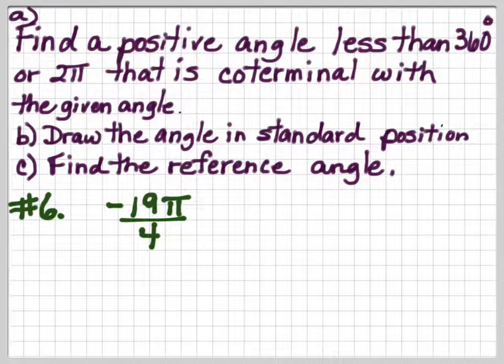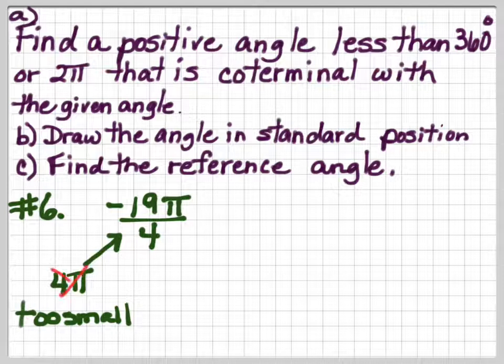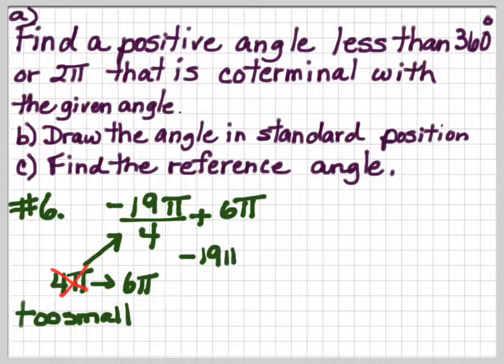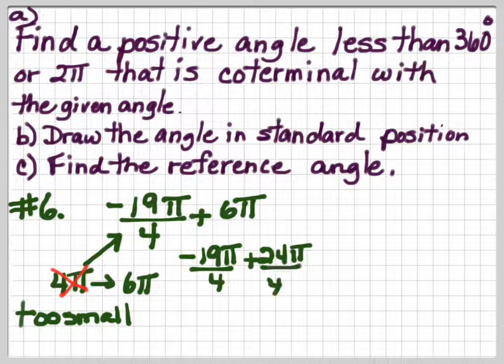And so number 6 is negative 19 pi over 4. Well, 4 goes into 19 4 times, but 4 pi is a little bit too short because if we add 4 pi, which would be 16 pi over 4, we still have a negative angle. So let's go a little bit bigger. 4 pi is too small, so we have to go up to 6 pi. Remember, we have to add multiples of 2 pi or 360. So if we add 6 pi, that would be negative 19 pi over 4 plus 24 pi over 4, which is 5 pi over 4. So that is our angle between 0 and 2 pi.